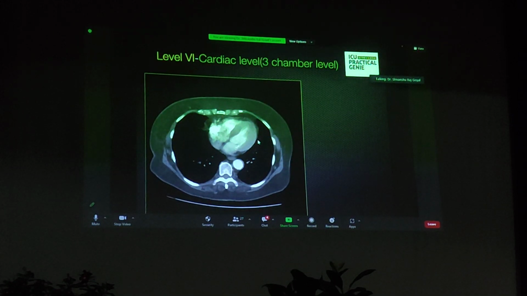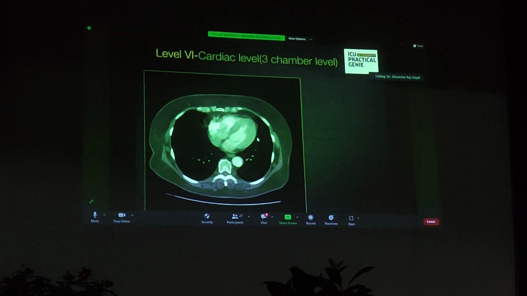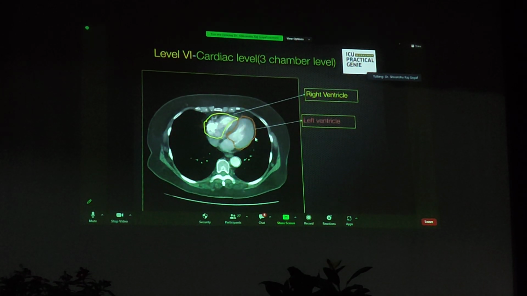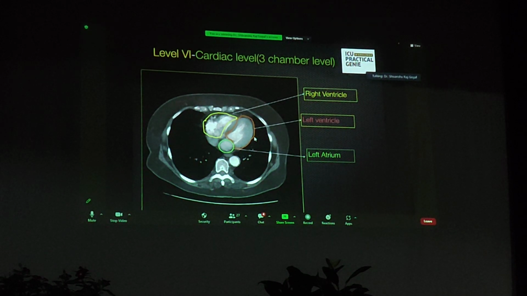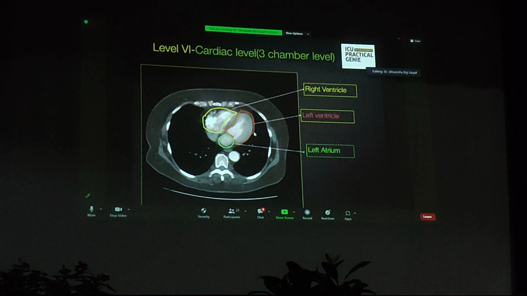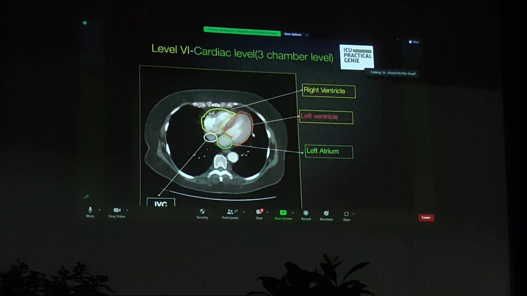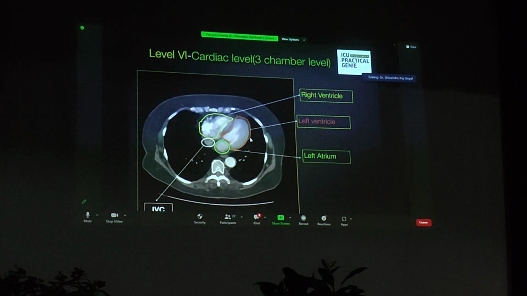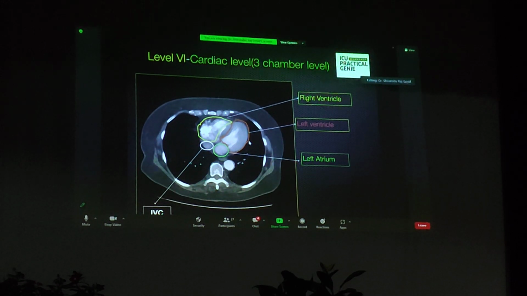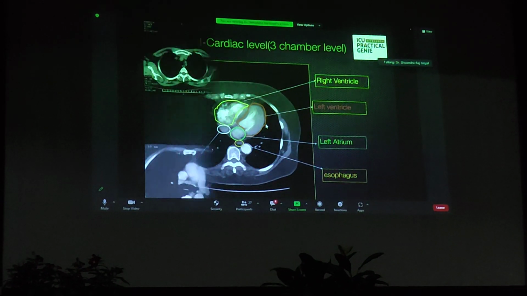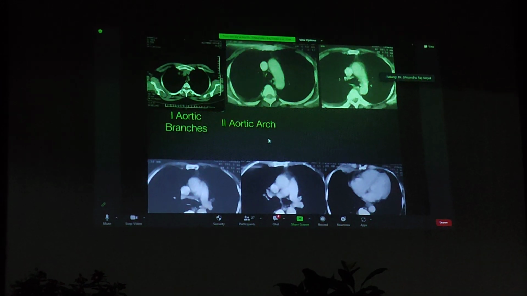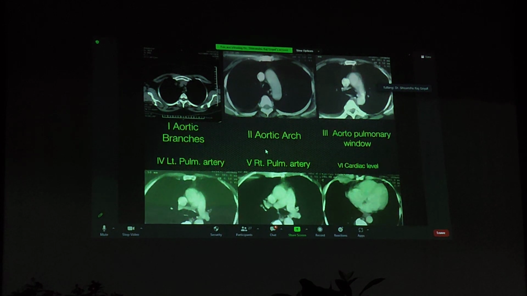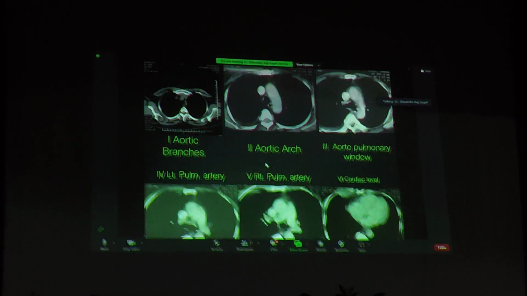Then when you come down to the last level, you only see a 3-chamber level. That means you only see the right ventricle, left ventricle, and the left atrium. The right atrium is not visible anymore. Along with that, you also start seeing the IVC. So all these levels are very, very important in terms of identification of the mediastinum: aortic branch level, aortic arch level, aortopulmonary window level, left pulmonary artery, right pulmonary artery, and cardiac level.